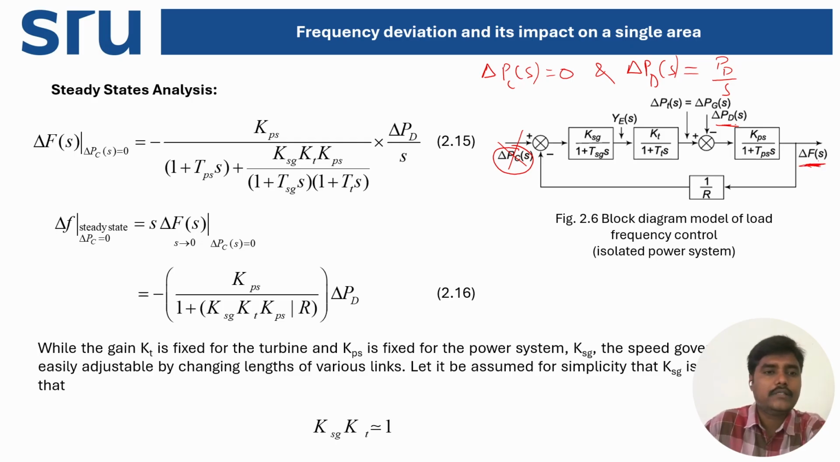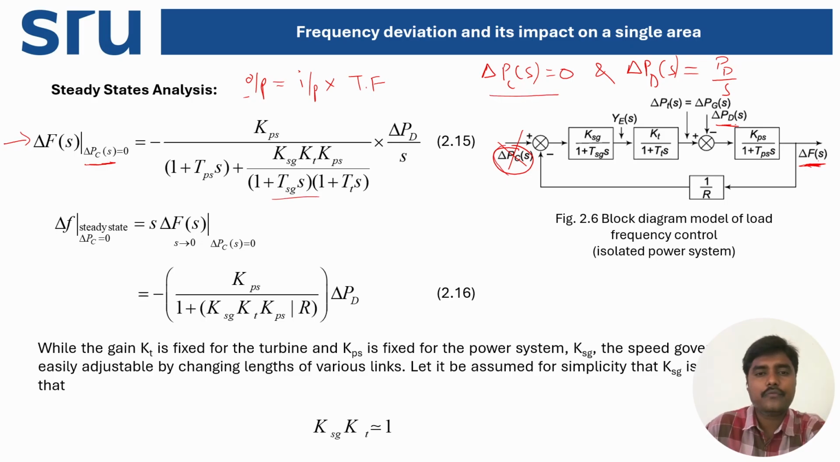So you can write the formula for output as output is equal to input times transfer function TF, where you can rewrite this as transfer function is equal to the ratio of output and input. So by using this simple formula, we can express delta f of s, provided the condition is by neglecting another input, that is delta PC of s is equal to 0, then you can derive this formula.